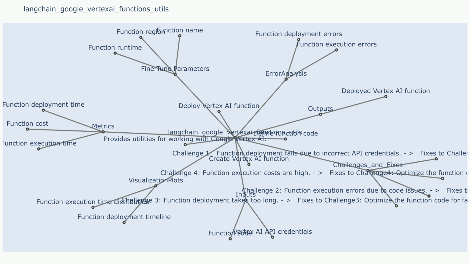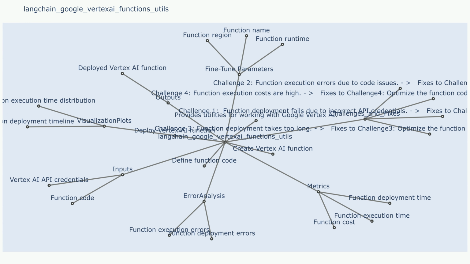Fine-tune parameters. Vertex AI function configuration. You can fine-tune the configuration of your Vertex AI function, adjusting parameters like memory allocation and resource requests to optimize performance. Uncertainty methods. Not directly applicable. Uncertainty quantification is typically associated with machine learning models. Vertex AI functions are designed for executing code, not for making probabilistic predictions. So uncertainty methods are not directly applicable.